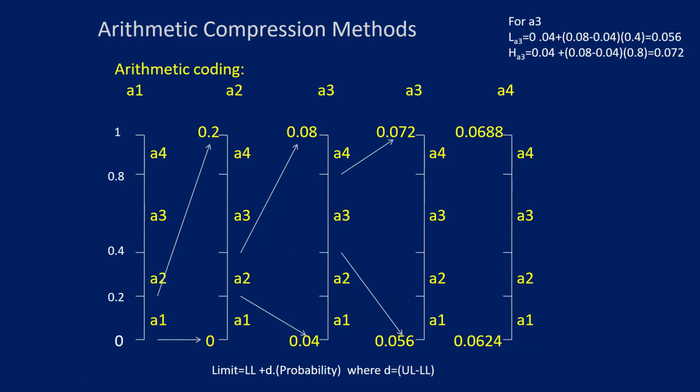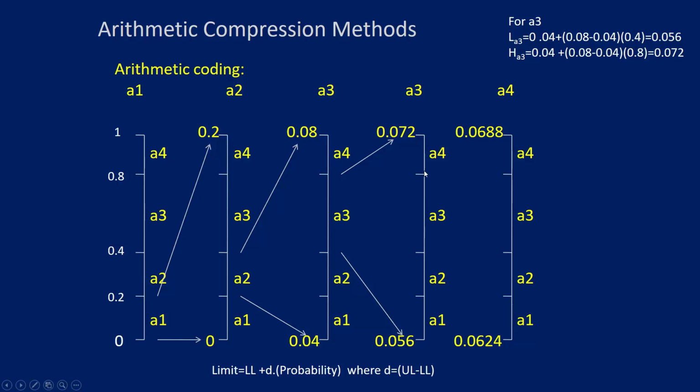Now for A3, the lower limit is 0.04 and the upper limit is 0.08. For the expansion of A3, the lower limit is 0.04 plus the difference between the upper limit and lower limit times the probability at this position, which is 0.4. So it comes out to be 0.056. And for the upper limit, it is 0.04 plus the difference between the upper limit and lower limit times the probability at this position, that is 0.8. So it comes out to be 0.072.